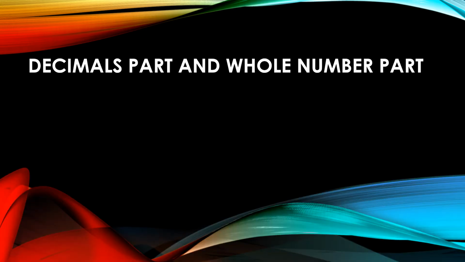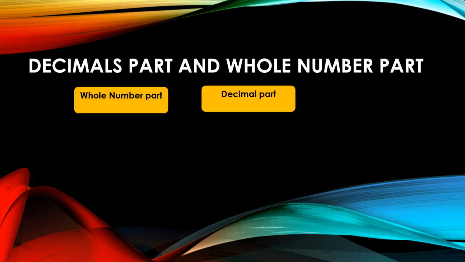Our next topic is decimal part and whole number part. A decimal number consists of two parts, whole number part and decimal part. These two parts are separated by a dot called the decimal point. Let us take a decimal number, say 62.104. In this decimal number, 62 is the whole number part and 104 is the decimal part.